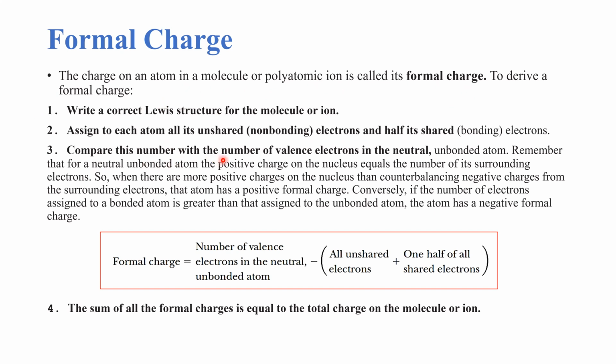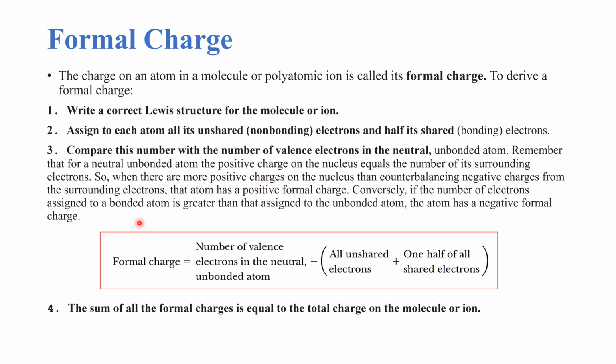Compare this number with the number of valence electrons in the neutral unbonded atoms. One thing you have to remember is that for a neutral unbonded atom, the positive charge on the nucleus equals the number of its surrounding electrons. So when there are more positive charges on the nucleus to counterbalance the negative charge from the surrounding electrons, that atom has a positive formal charge.